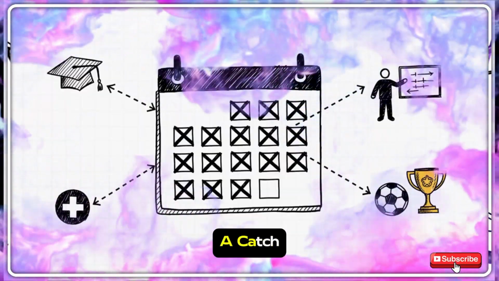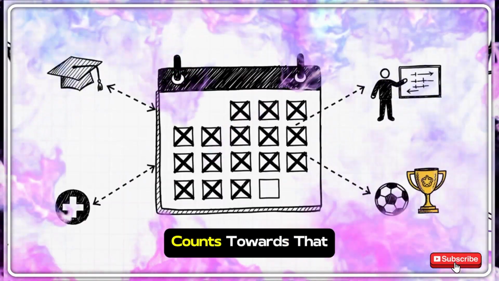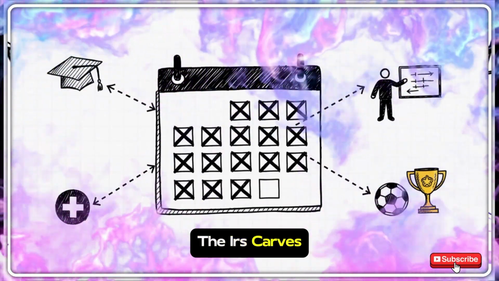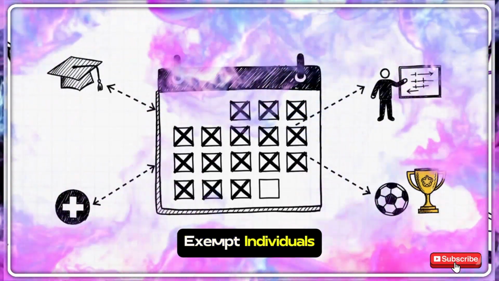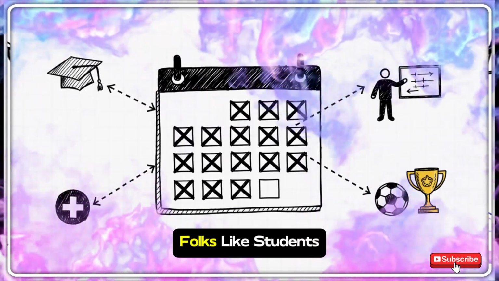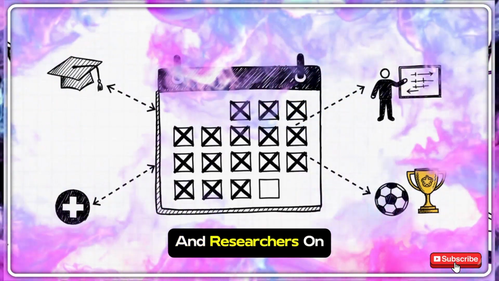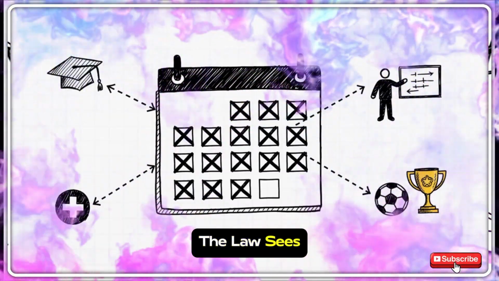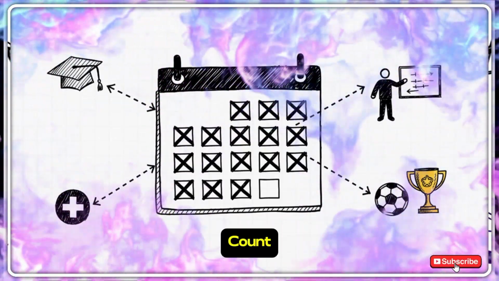But wait, there's a catch. Not every single day you're physically in the US counts towards that 183-day total. The IRS carves out exceptions for certain people. They call them exempt individuals. We're talking about folks like students on an F or J visa, or trainees and researchers on a J or Q visa. Basically, the law sees their reason for being here as temporary by nature, so their days don't count.